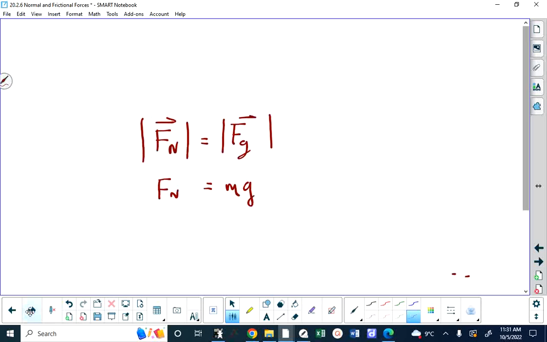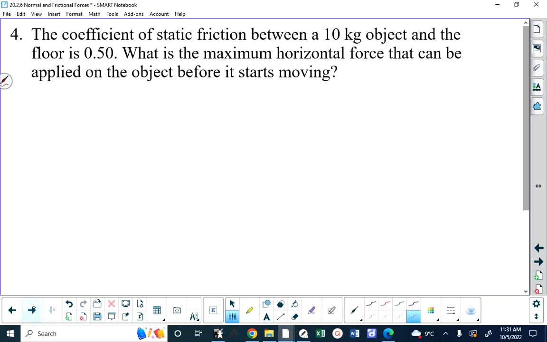All right, number 4. The coefficient of static friction between a 10 kilogram object and the floor is 0.5. What is the maximum horizontal force that can be applied before it starts moving? So the interpretations of these questions all rely along the lines of you understanding there's a relationship between the force forward and the force backward for every situation, or the force up and the force down.